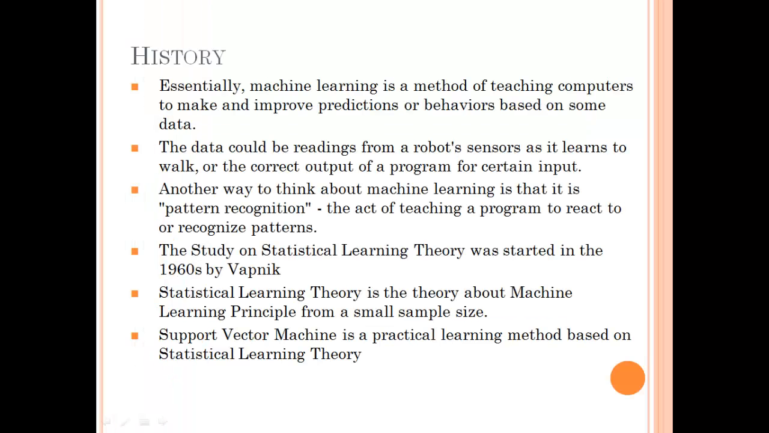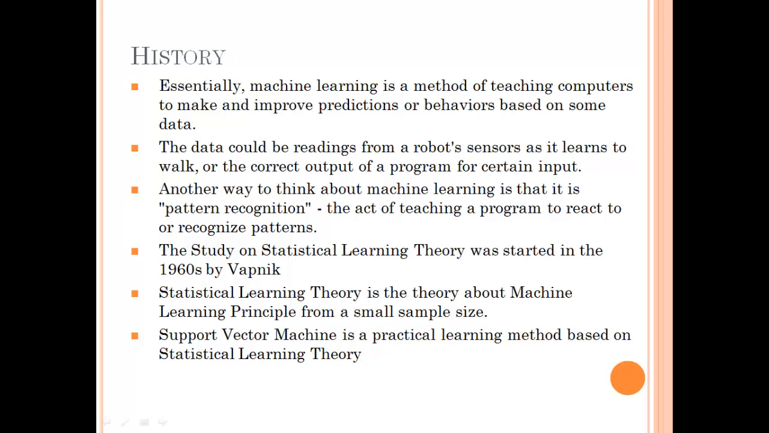Speaking of the history, machine learning is a method of teaching computers to make and improve predictions or behaviors based on some data. It can be defined as a field that involves computers and their ability to acquire and integrate knowledge automatically. A general machine learning system basically starts with some amount of knowledge and a corresponding knowledge organization so that it can interpret, analyze, and test the knowledge acquired.